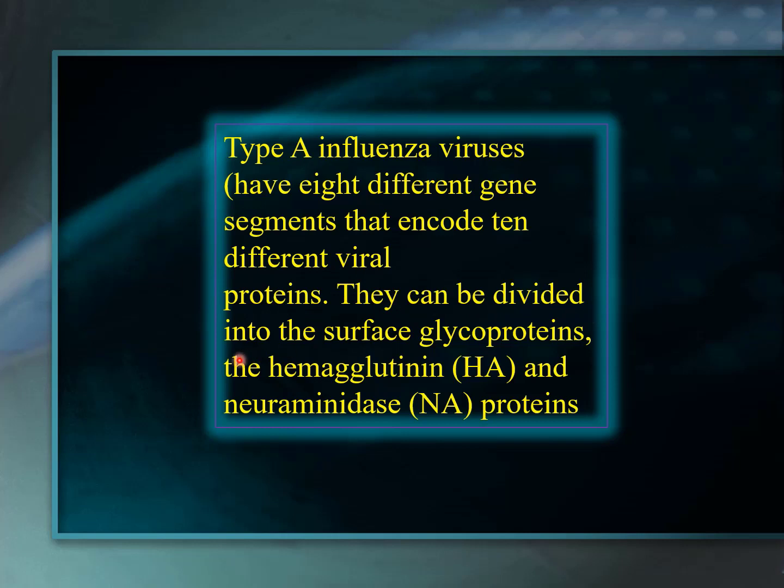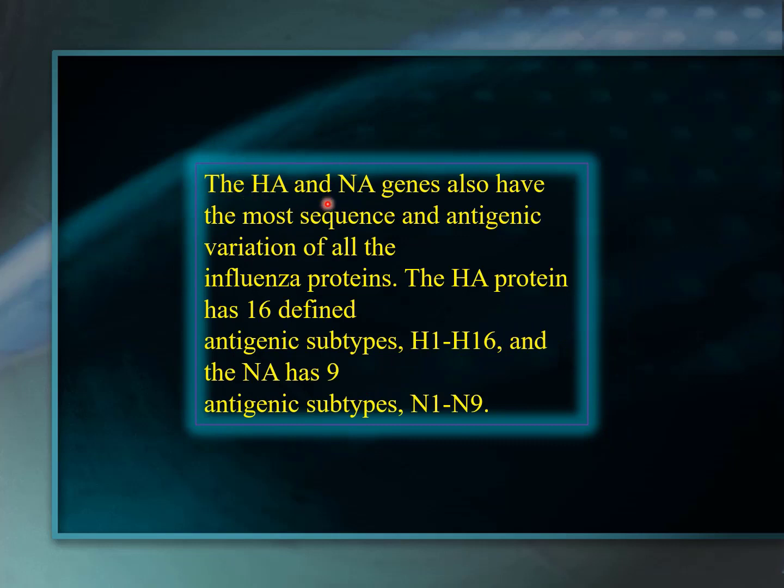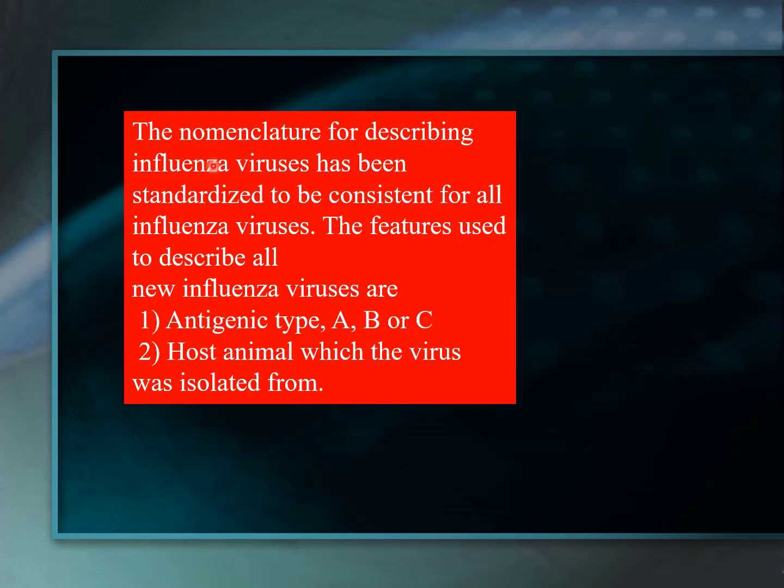They include the surface glycoproteins, the hemagglutinin (HA) and the neuraminidase (NA) proteins. The hemagglutinin and neuraminidase genes also have the most sequence and antigenic variation of all the influenza proteins. The hemagglutinin protein has 16 defined antigenic subtypes, H1 to H16, and the NA has 9 antigenic subtypes, N1 to N9. The nomenclature for describing influenza viruses has been standardized to be consistent.